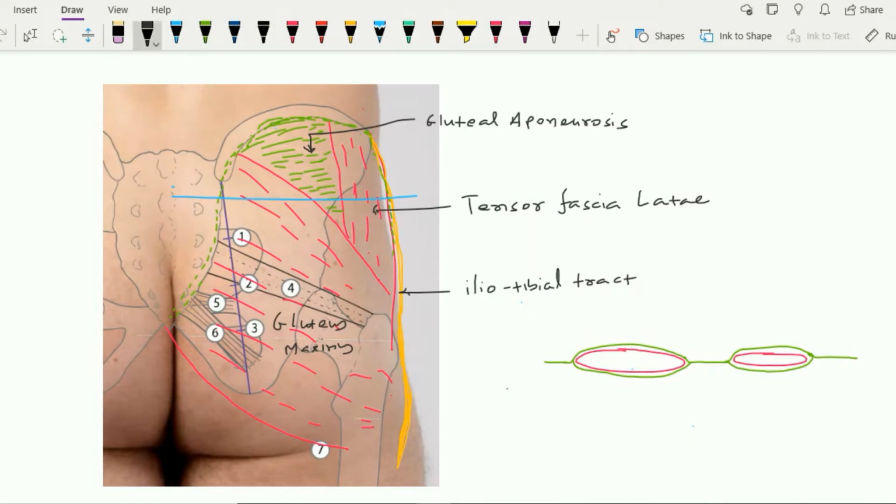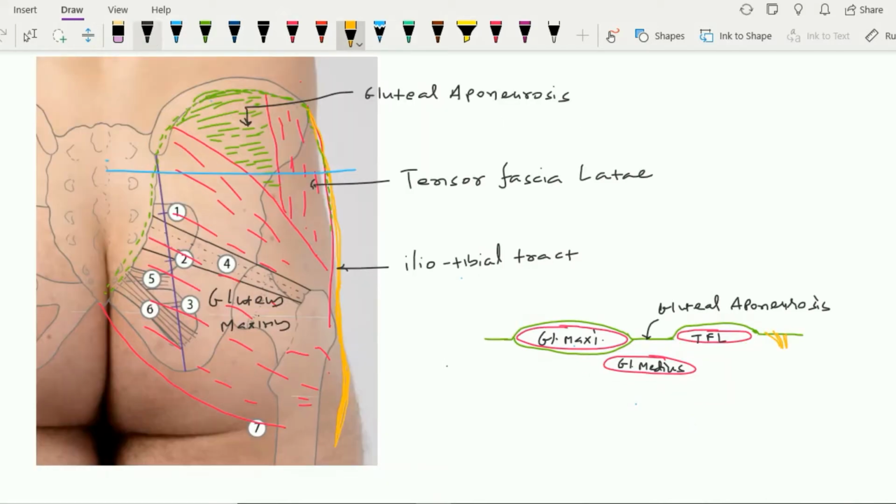So here this is the gluteus maximus muscle, and this one is the tensor fascia lata muscle, and this is the gluteal aponeurosis, and underneath the gluteal aponeurosis lies the gluteus medius muscle, and on the lateral side it continues with the iliotibial tract.